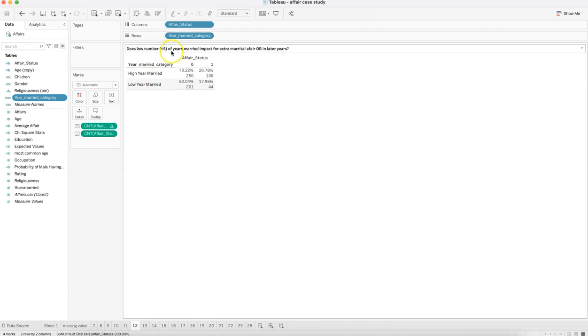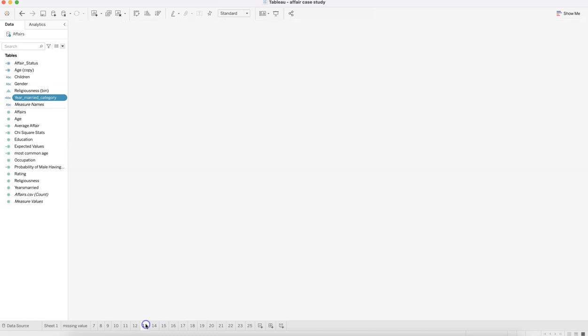So does a low number of years married impact extramarital affairs? Well, in low years, the extramarital affair rate is 17.96. When the number of years married is higher, then your affair number is high. So clearly we can say that when the male and female have been married for more years, that's where they tend to engage more in extramarital affairs. So slowly an understanding is coming, observations are coming from the data. Now let's move on to the next question.